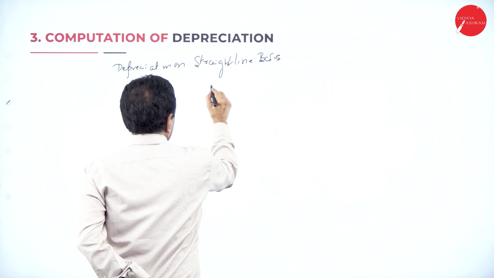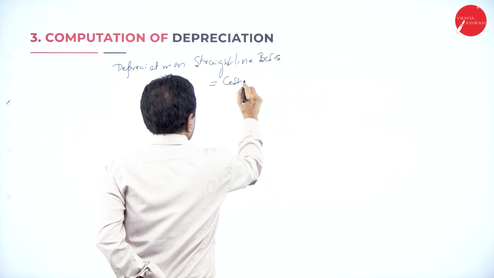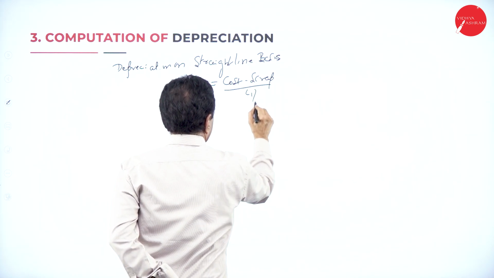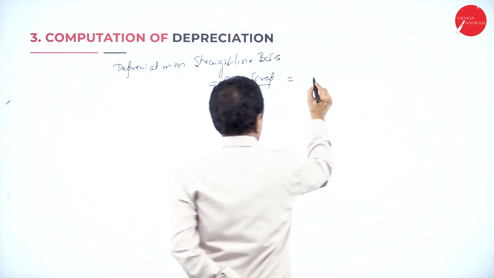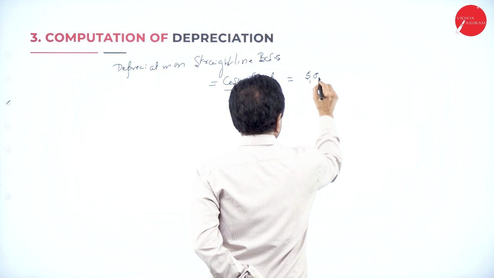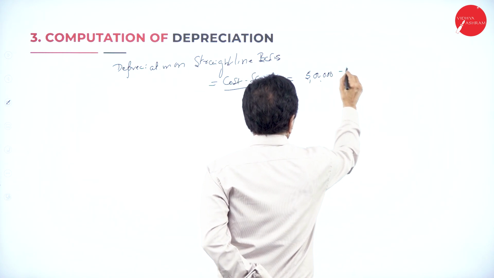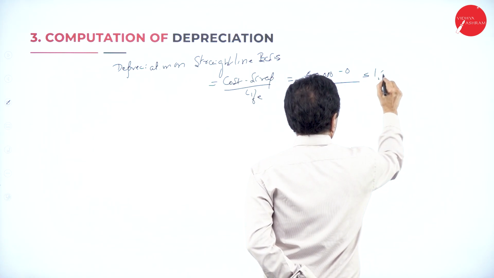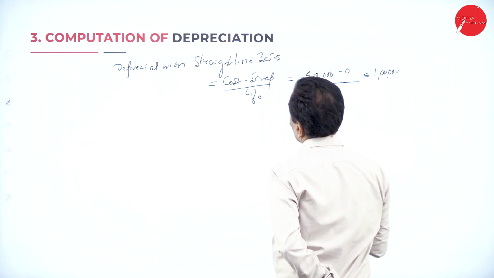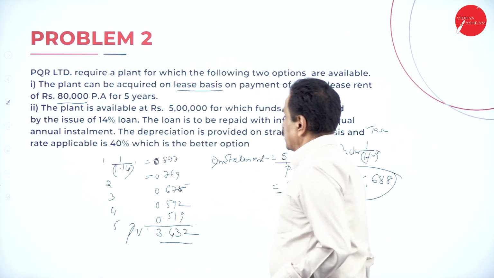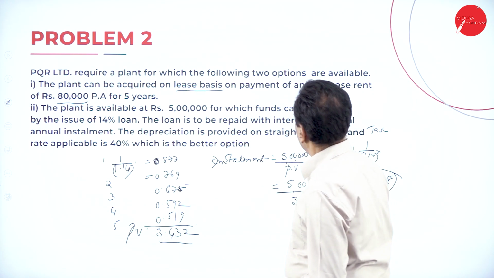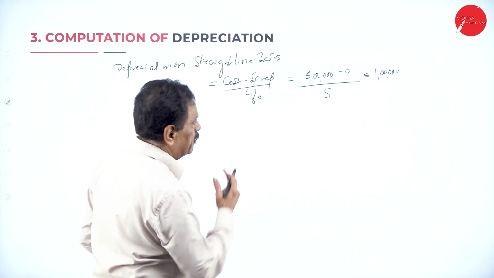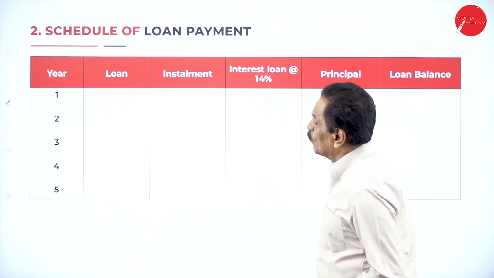What's the formula? Cost minus scrap divided by life. What's your cost price? 5 lakh. Scrap is 0. How many years? 5 years. Per year how much? 1 lakh rupees. This goes to depreciation. So 5 lakh. Once you find this out, every year how much depreciation will go? 1 lakh will go. Then we'll move on.